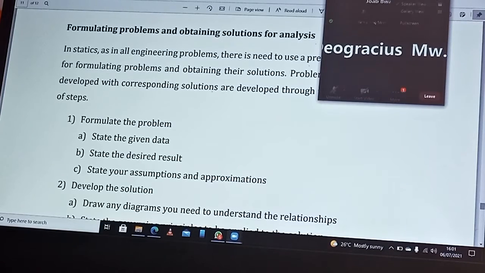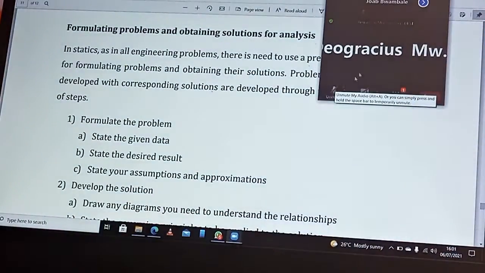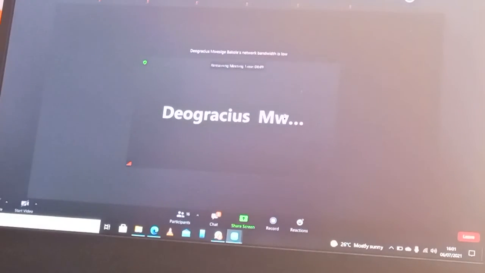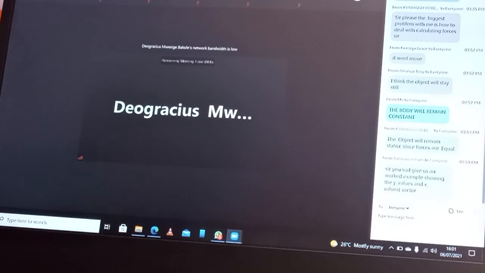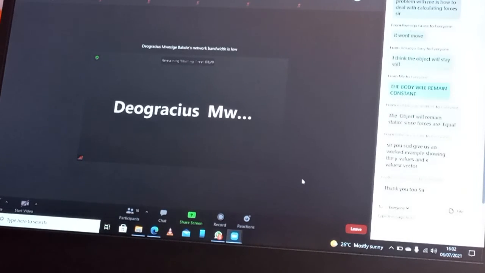Someone says the body will remain constant. Thank you so much. Let's stay still. This is very correct. Robert says the object will remain static since forces are equal. In simple terms, the body is in static equilibrium along the x-axis. And then Jonam says you should give us a worked example showing the y values and x values within the components. I will do that, Jonam. Kindly remind me within the week.